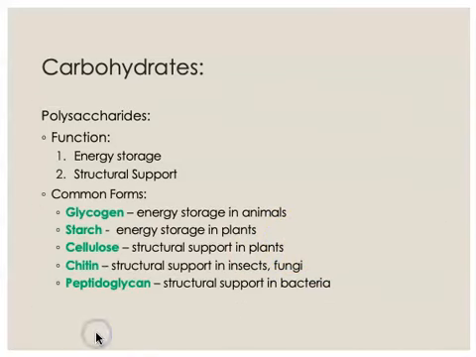Chitin provides structural support in both insects and fungi, as well as other organisms. Chitin is what makes up, for example, the exoskeleton in certain insects. When you step on an insect and you hear it crunch, that's the chitin in its exoskeleton. Finally, there's peptidoglycan, which makes up the cell wall around bacterial cells.